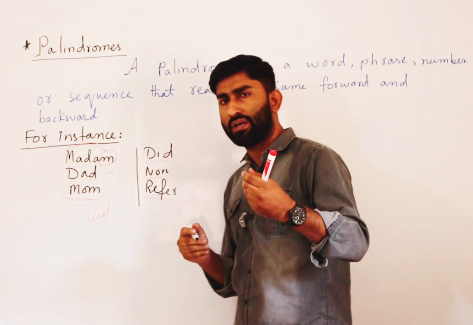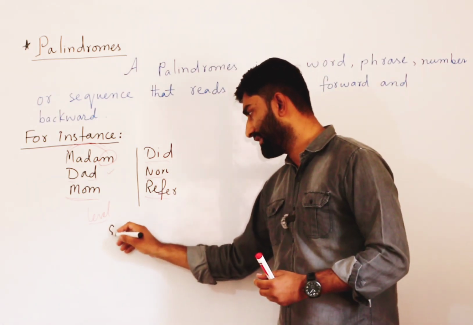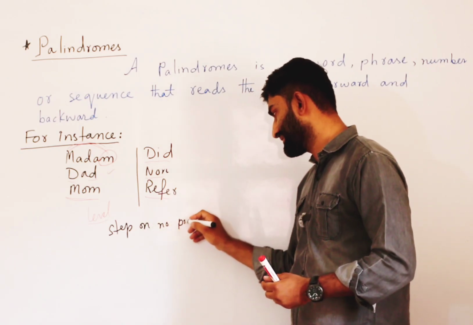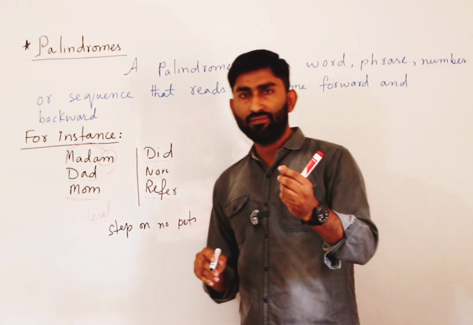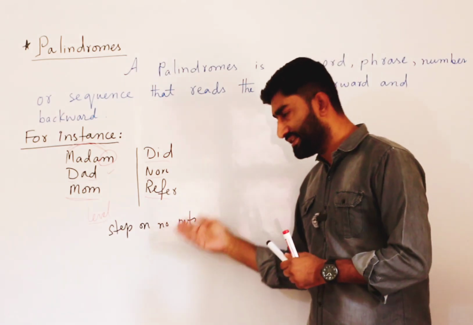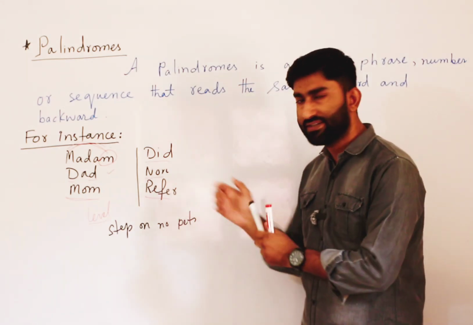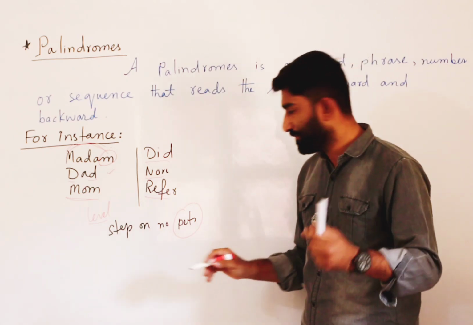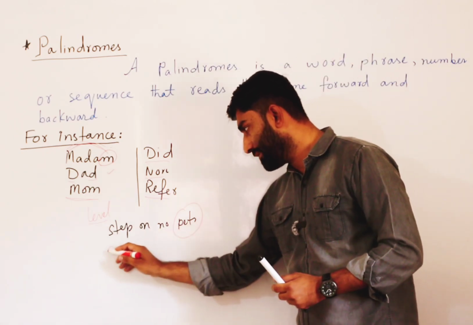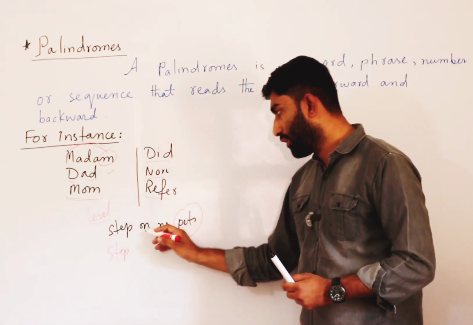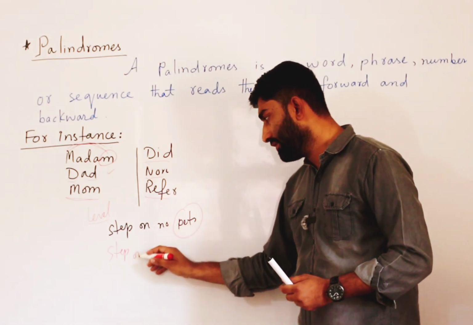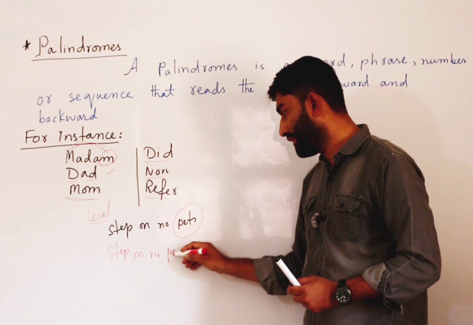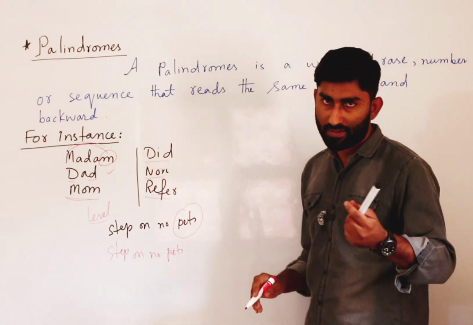Let me share an example of a phrase with you. For example, we have a phrase, step on no pets. Now, dear listeners, if you change the sequence of this phrase, if you just write it from the backward, it will again be exactly the same. Like pets will become step, on will become no, no will become on, and then step will ultimately become pets.